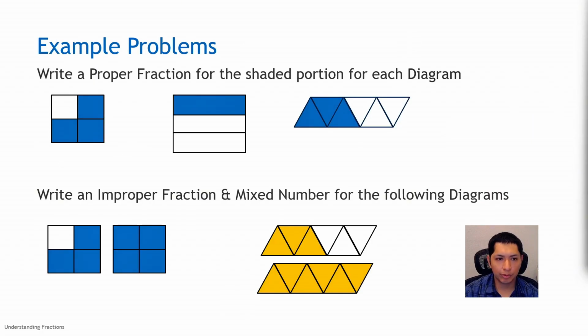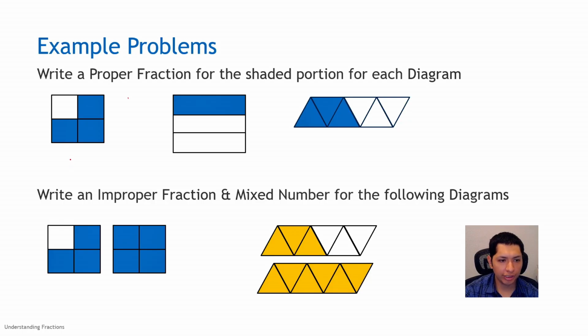So let's look at some example problems of writing proper, improper, and mixed number fractions. Each shape is its own, so you'll see here that there are actually 5 problems in total. The first section is to write a proper fraction for the shaded portion of each diagram. And seeing proper fractions should confirm that the amount of shaded portions is less than the amount of pieces entirely. And you see that is correct for all 3 shapes here.